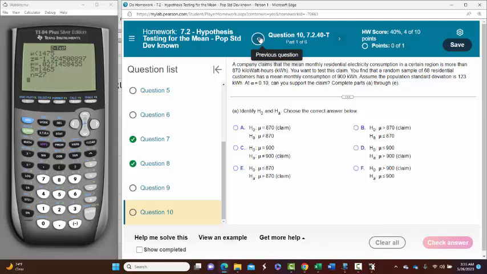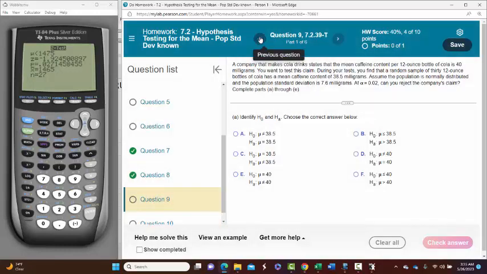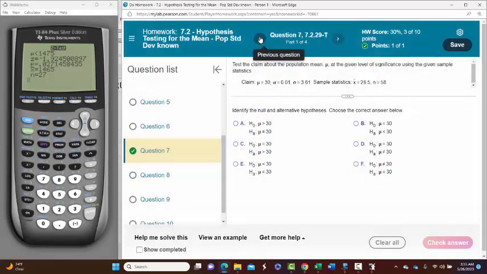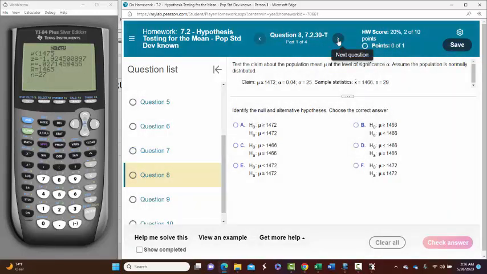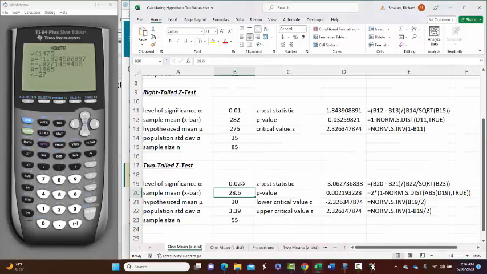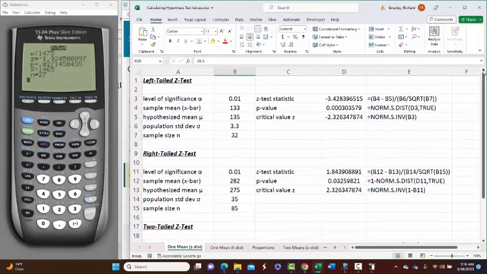Let me see if I can find it. What did we have? That was a left-tailed. This was a two-tailed. Let's see if there's a right-tailed in here. I did it again. I forgot to put this in Excel. What is the matter with me? Left-tailed test. Fortunately, the numbers should all be there, thanks to the calculator.